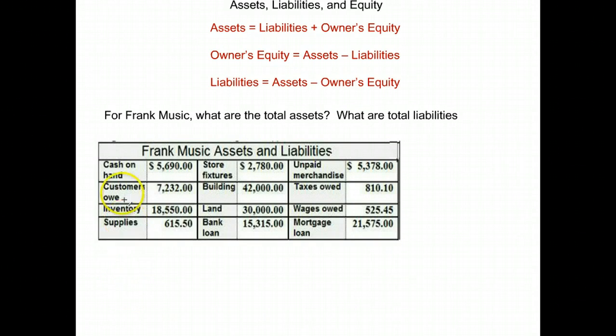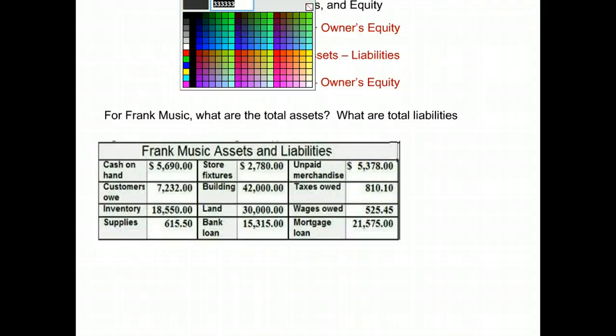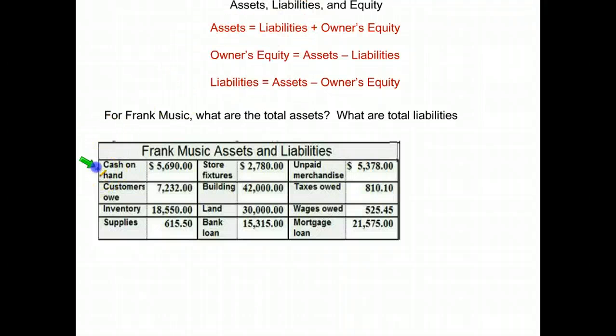Okay, here's an example where they have all of the assets and liabilities listed in a sheet. It said for Frank's Music, what's the total assets and what are the total liabilities? Well, we need to look at this and decide what are assets and what are liabilities. So again, assets are anything that you own, have possession of, adds to the value of you and your company. So cash is definitely an asset. Anything that customers owe to you still, that's an asset because it's still coming in and will be in your favor. Inventory, that's stuff you have on hand.